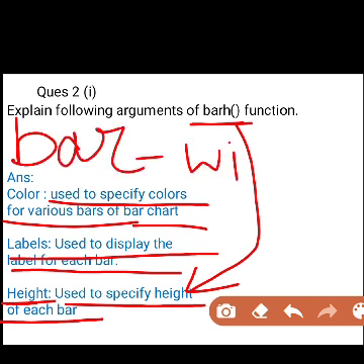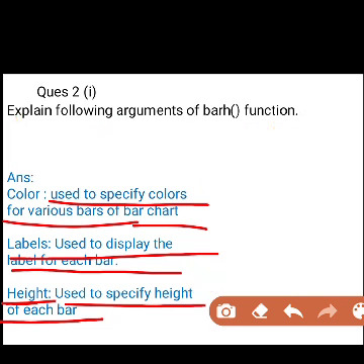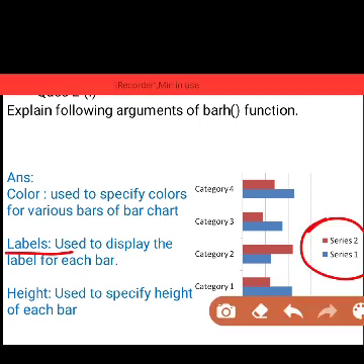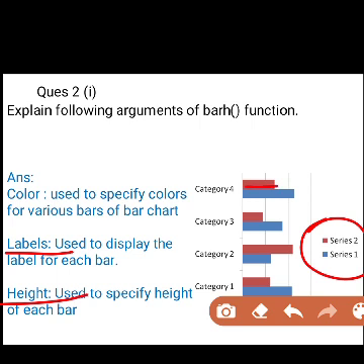In bar you have to specify the width of the bar, but in barh you have to specify the height of the bar. Now how does the bar in horizontal direction appear? In this way. These are the colors I have used, these are the labels I have used, and this is the height of each bar, this one.